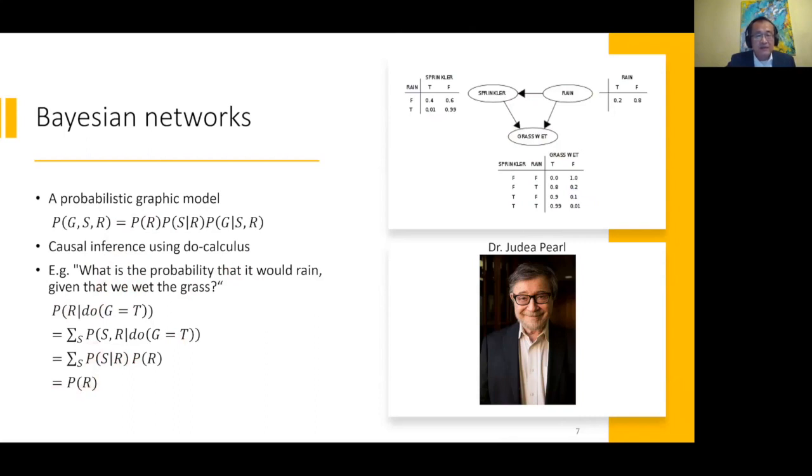Which basically means if you change the status of grass, it will have no impact on the status of rain. For that reason, the status of grass is not a cause for the rain. Everybody knows in statistics that correlation does not mean causality. So that is a standard approach. All right, but the standard approach using Bayesian network has one major problem.